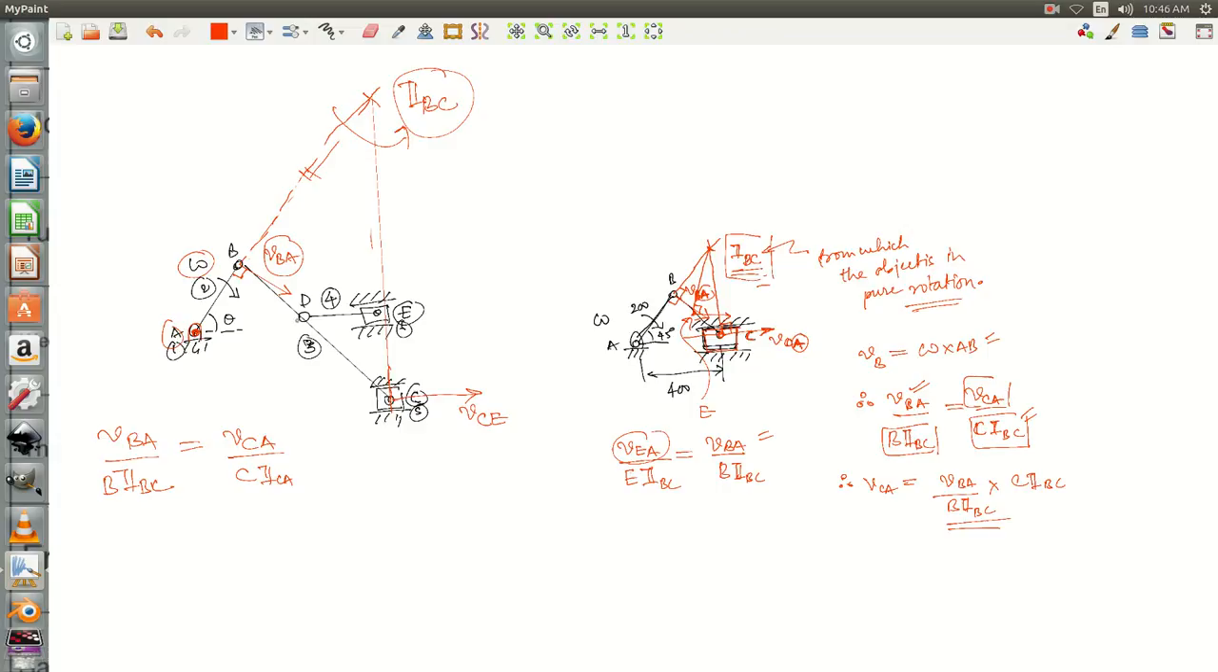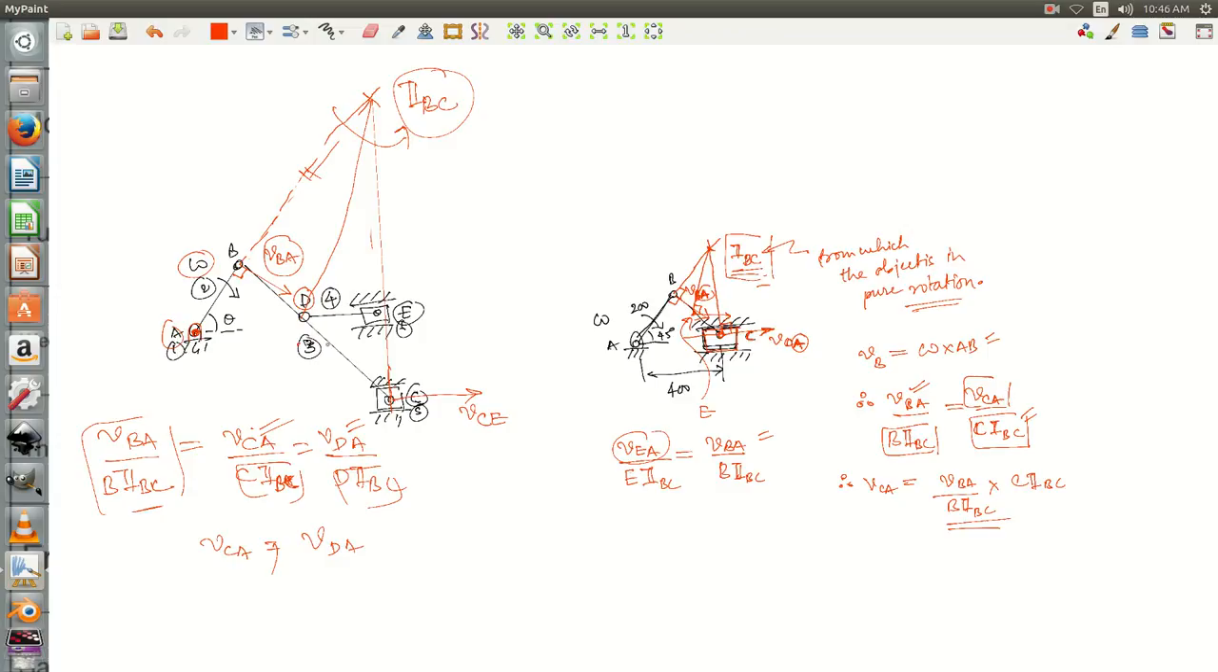Also, since point D is also on the same link, we can write that velocity of D with respect to A divided by D I_BC is equal to the same ratio. Right? Since this value as well as this value is known to us, this and this can be calculated. So you get the value VCA as well as the value VDA.